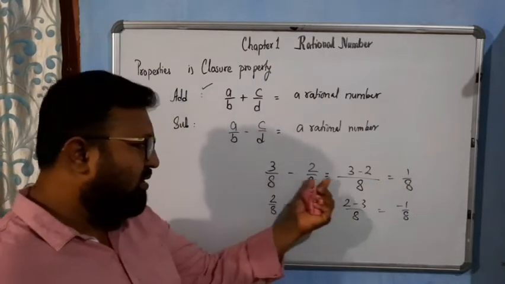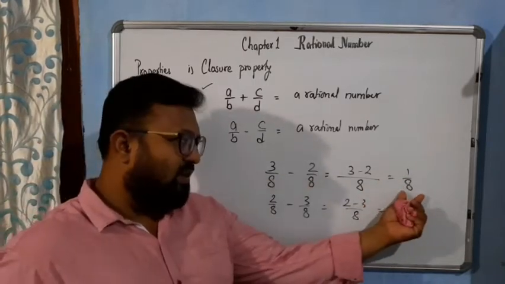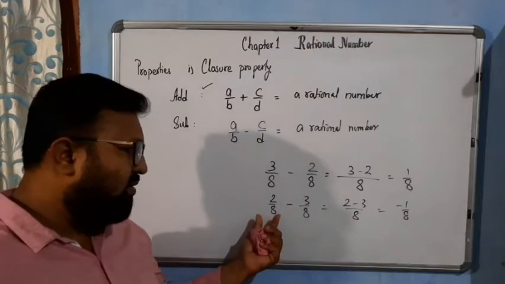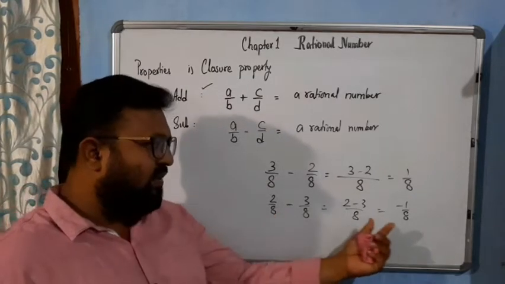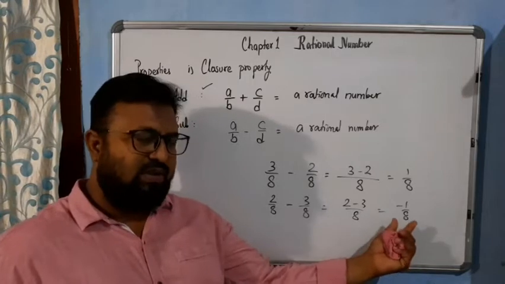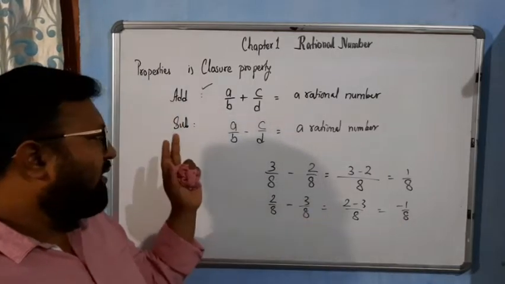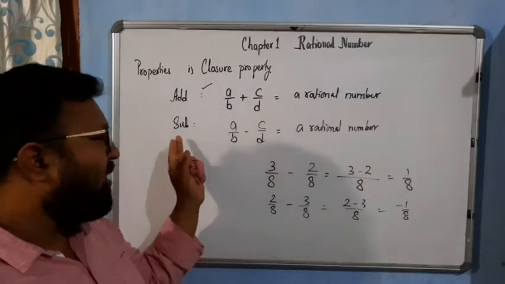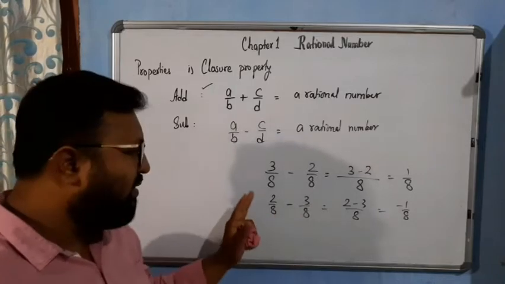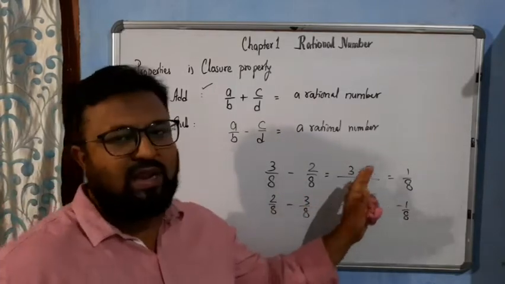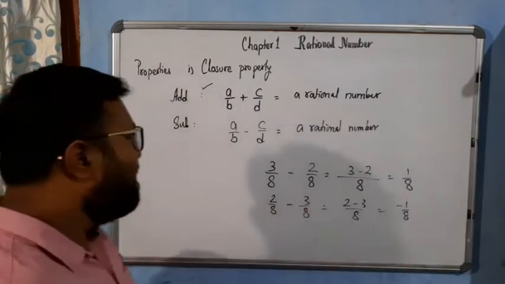So subtraction of two rational numbers gives a rational number. Here in this case also, smaller value minus greater value, we are getting a rational number. So it means the rational numbers are closed under subtraction also. Whenever we subtract two rational numbers, we always get a rational number. So this is also justified.